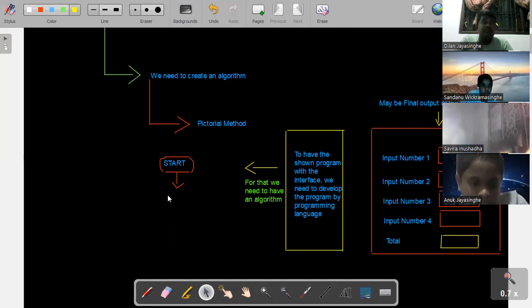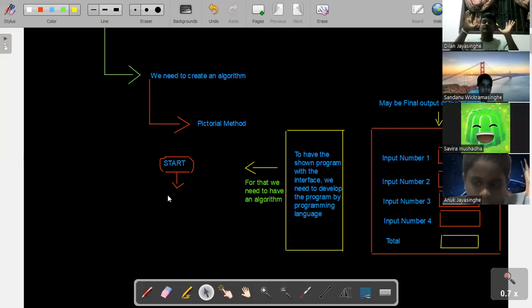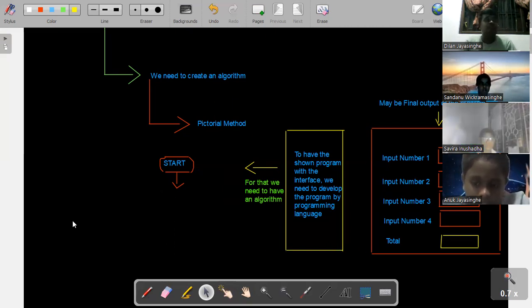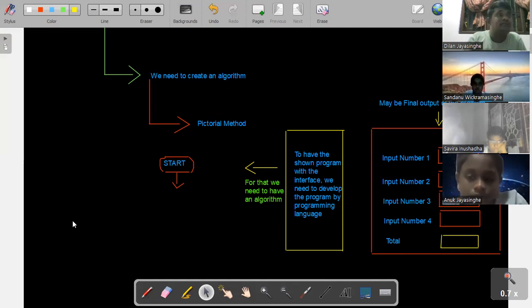How do we write this pictorial algorithm? When adding four numbers, what happens first? To have this output, we need to create a program like this. What do we have to do first? First we have to get the numbers that we want to add, right. It means we have to input the particular 4 numbers, right.